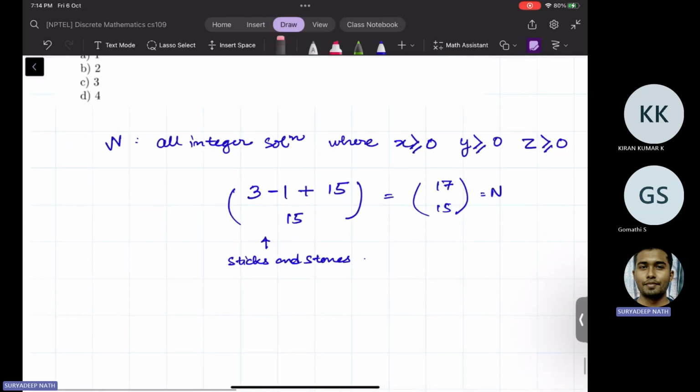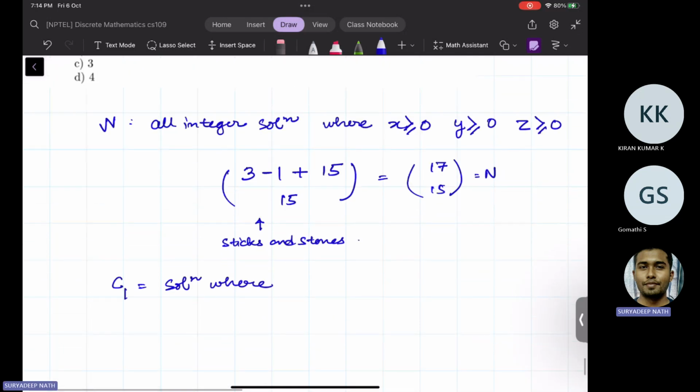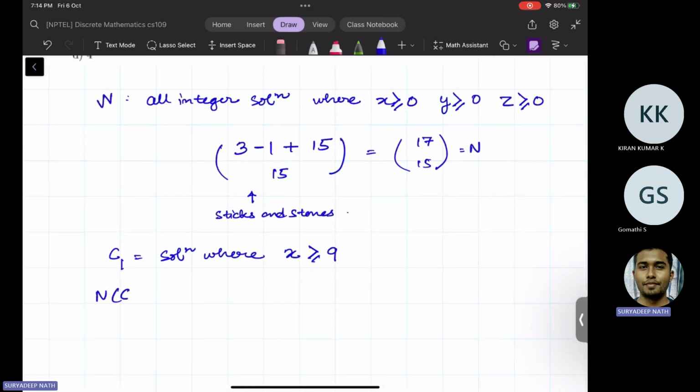Now again, like our inclusion-exclusion principle, we consider C1 as the solutions where x is greater than or equal to 9. So for this n of C1, okay, let me write it first here.